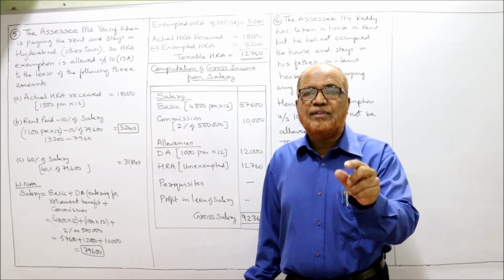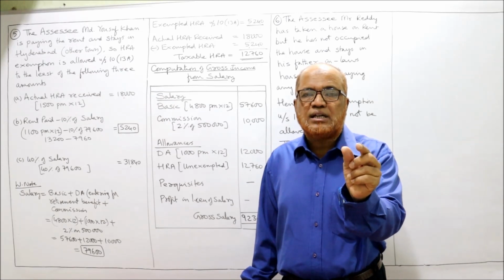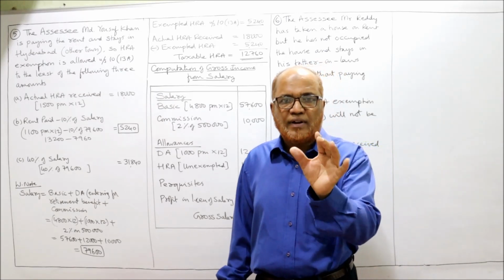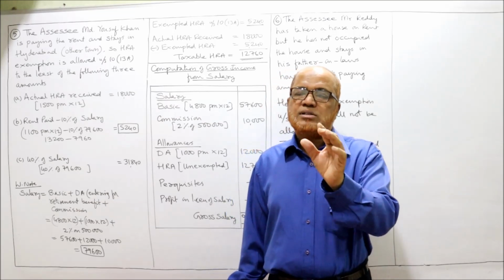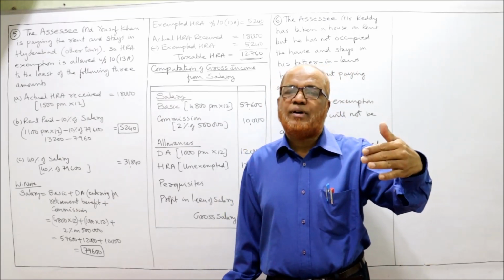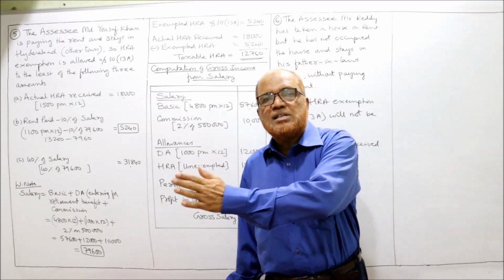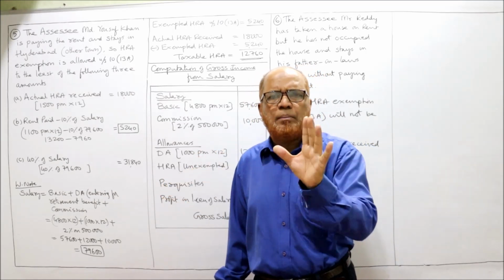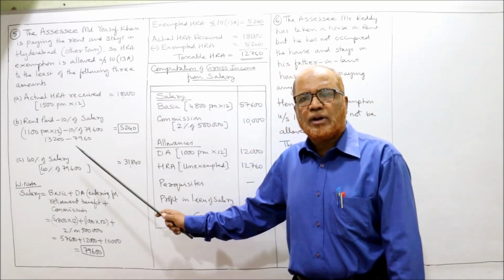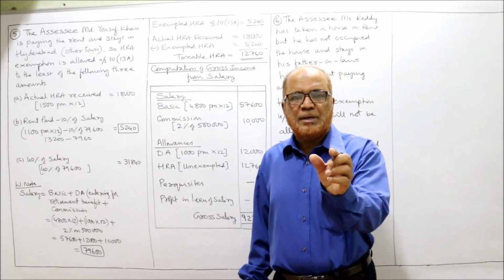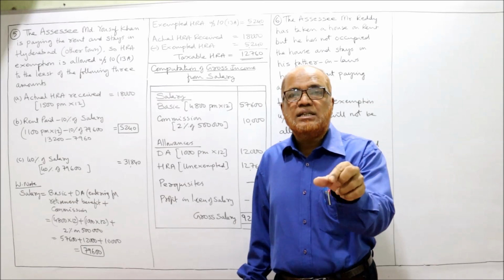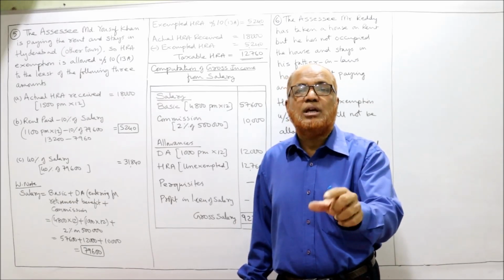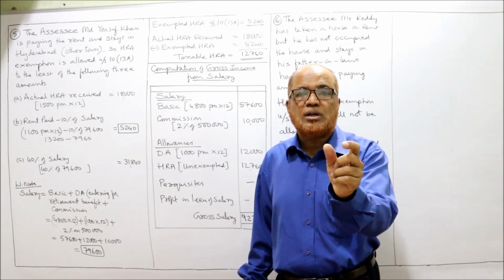And commission, if it is based on a fixed percentage on turnover achieved. So this meaning of the term salary you must remember, because the salary meaning will change from one allowance to another allowance. In the previous entertainment allowance, EA, we have seen salary means only basic, nothing else. But for calculating HRA, salary is basic salary plus DA if it enters for retirement benefit, plus commission if it is based on a fixed percentage on turnover.